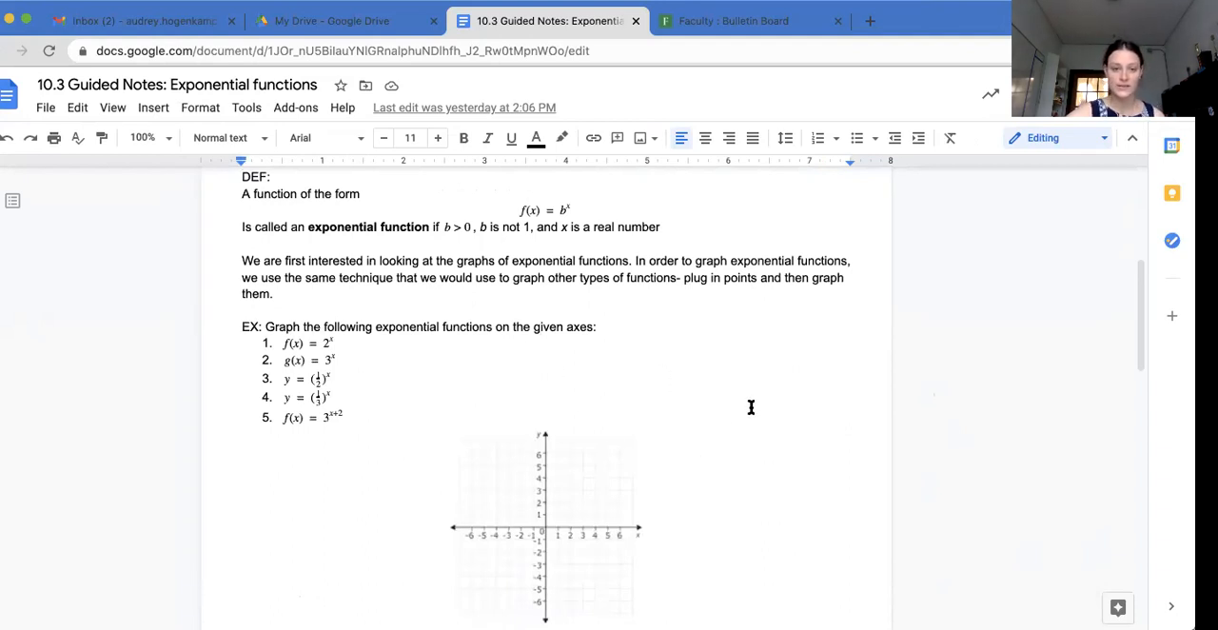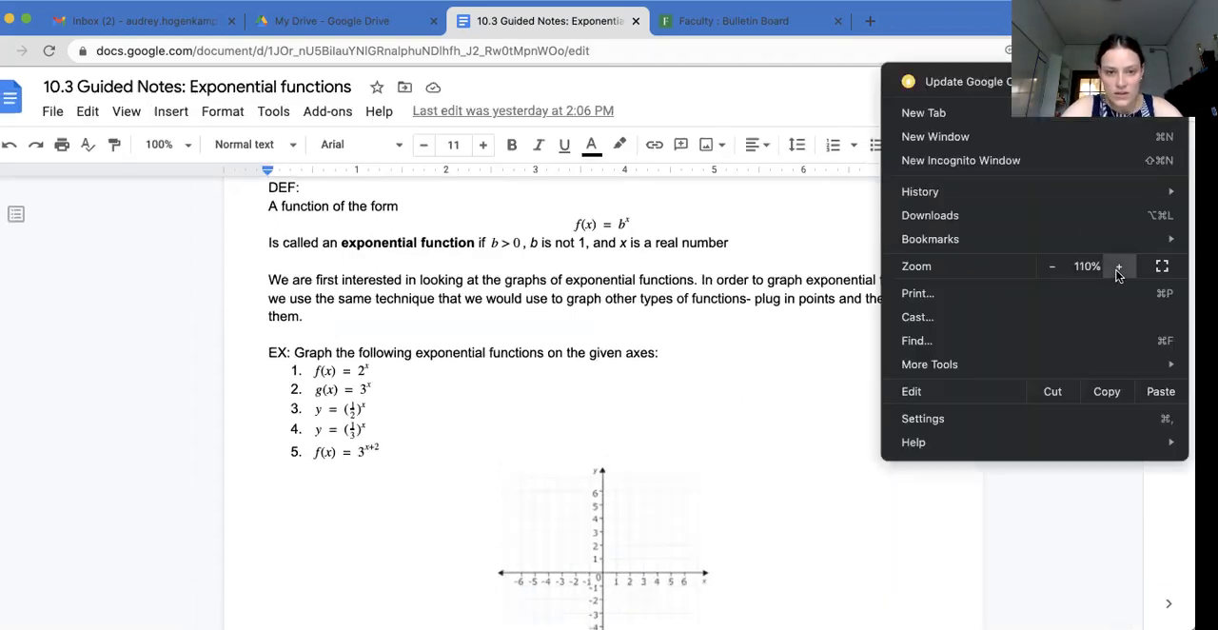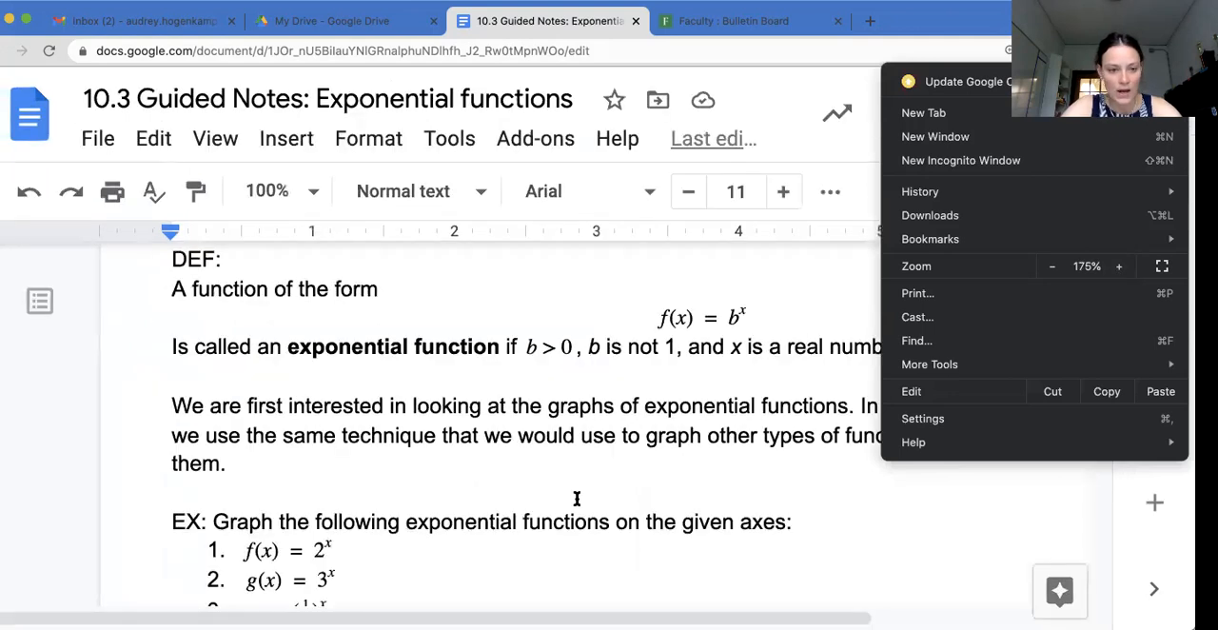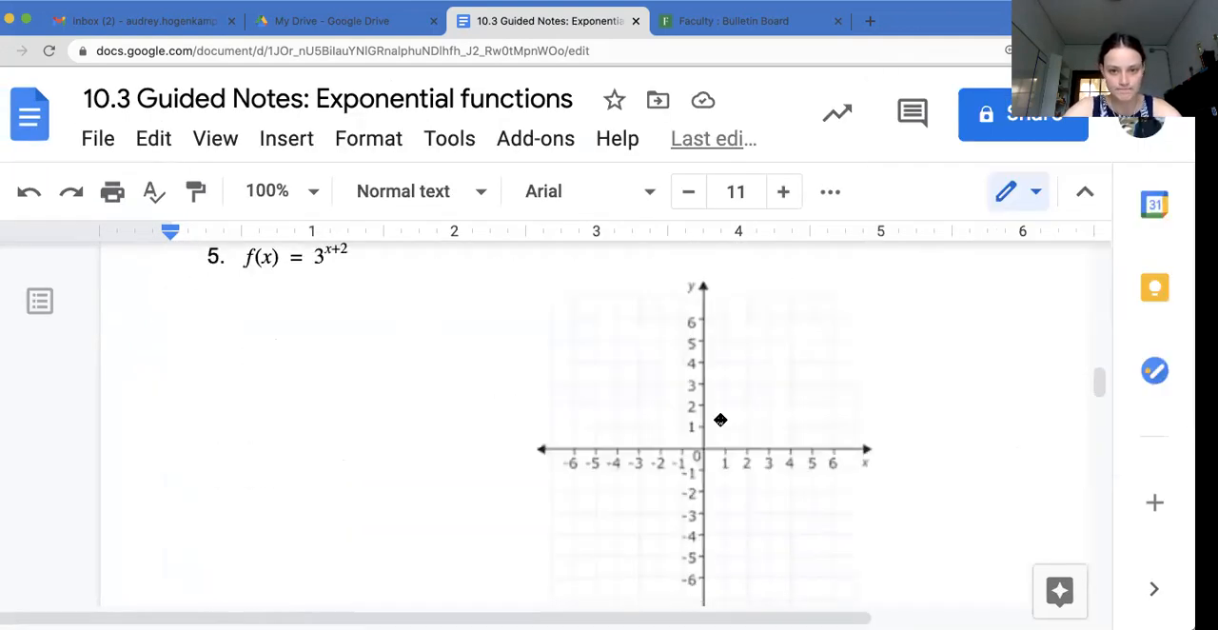In order to graph exponential functions, we use the same technique that we would use to graph other types of functions, which is just to plug in points and then graph them, right? So you choose some x values, you find some y values, you find some coordinate pairs, and then you go ahead and graph. So we have a nice little coordinate plane here. I'm gonna go ahead and zoom in so we can see it nice and big. Okay, and first off, we're gonna graph f of x equals 2 to the x.